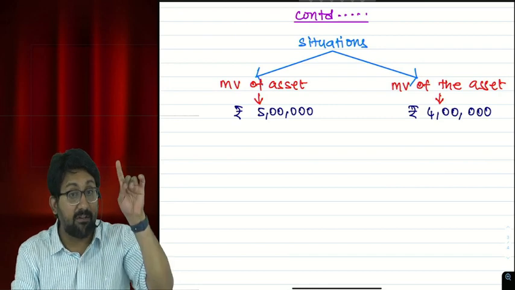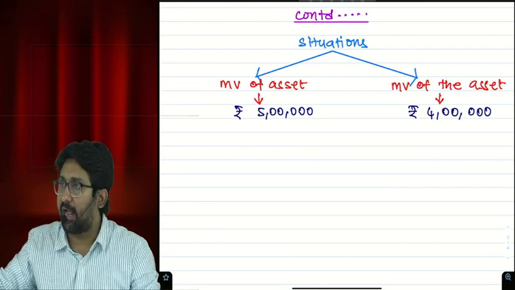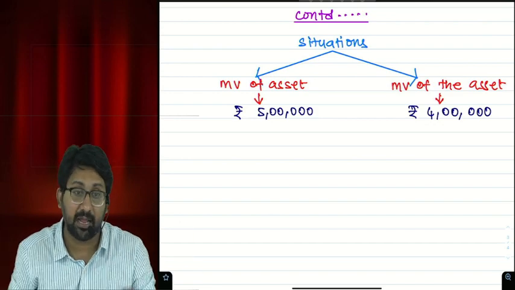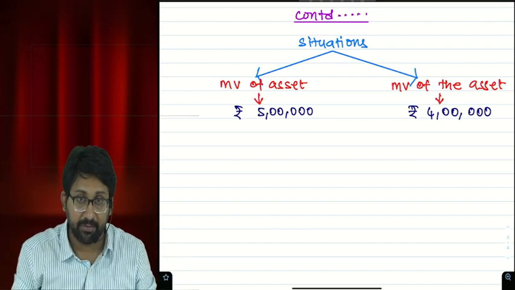Price is the market value of the asset. In the market I went and asked how much is the price. He said, sir, MRP 5 lakh. Or he said MRP 4 lakh. Let's understand this.